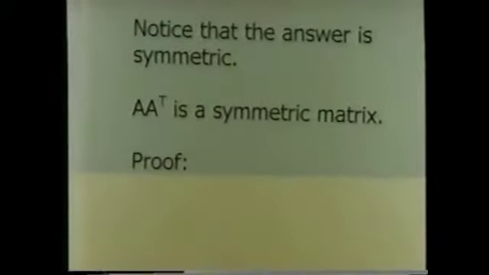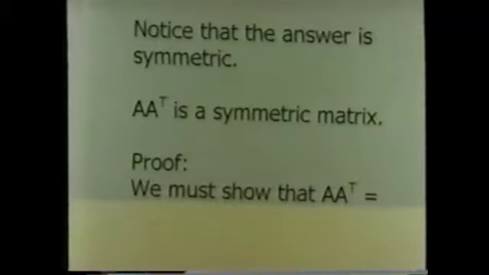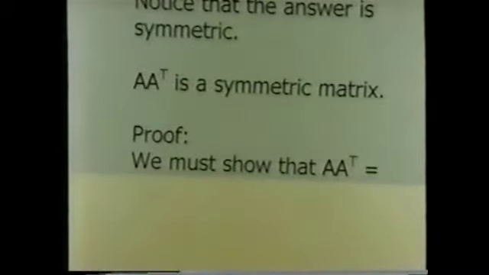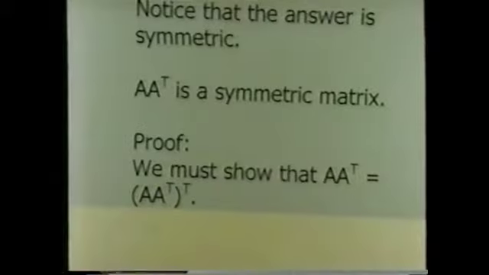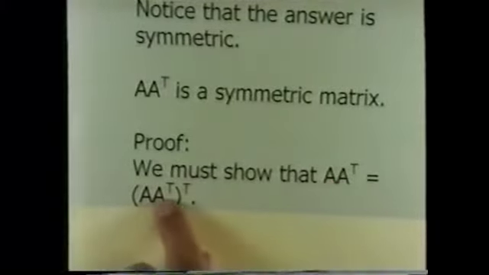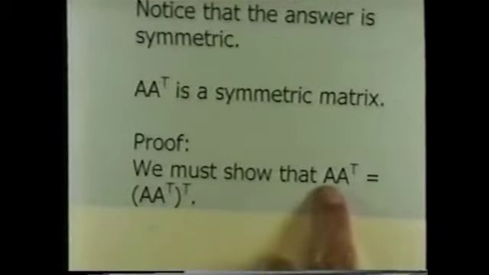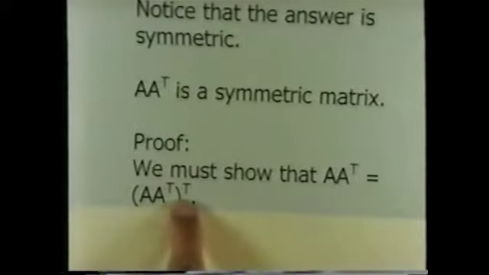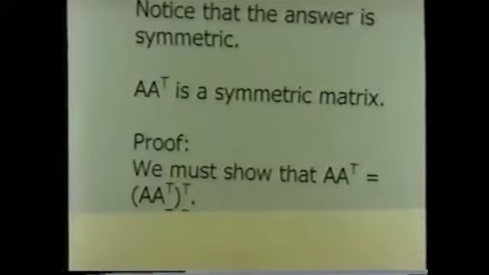Well, really we can. We can prove that it is a symmetric matrix. And what we must show is that A times A transpose is equal to the transpose of A times A transpose. Because that's how you show the matrix is symmetric. The matrix is equal to its transpose. So this matrix is equal to its transpose. Well, this proof is really pretty simple.